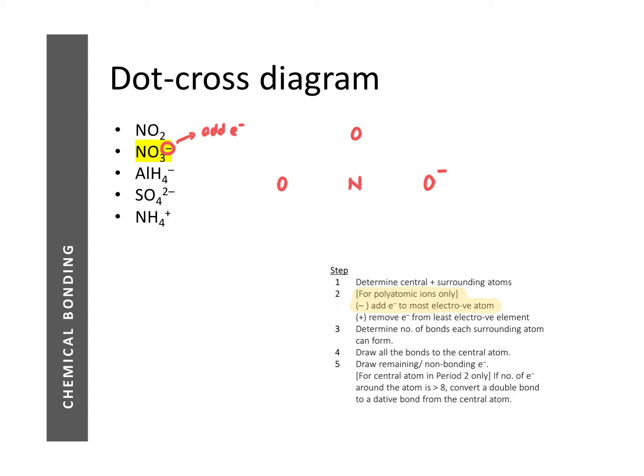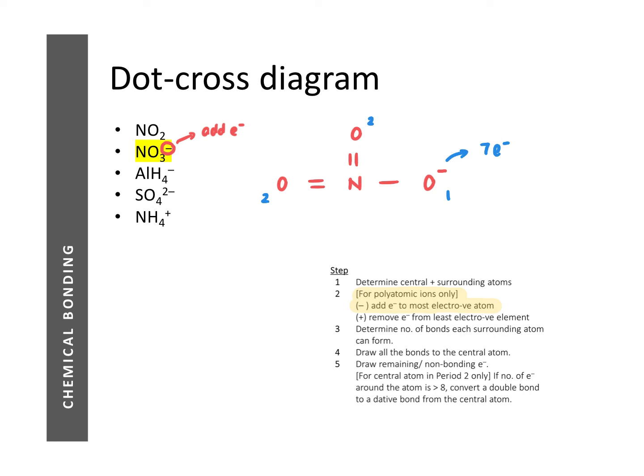Step number 3, determine the number of bonds each surrounding atom can form. If we look at the oxygen atoms, in general, they can form 2 bonds. Why? Because they have 6 valence electrons. However, there's one oxygen atom that has already taken in 1 electron. So in total, this oxygen atom has 7 valence electrons, and the number of bonds that it can form would be 8 minus 7, which is 1. Step number 4, draw all the bonds to the central atom. So I'm going to draw 2 bonds from each of the oxygen atoms, and for the oxygen atom carrying the negative charge, just 1 bond.